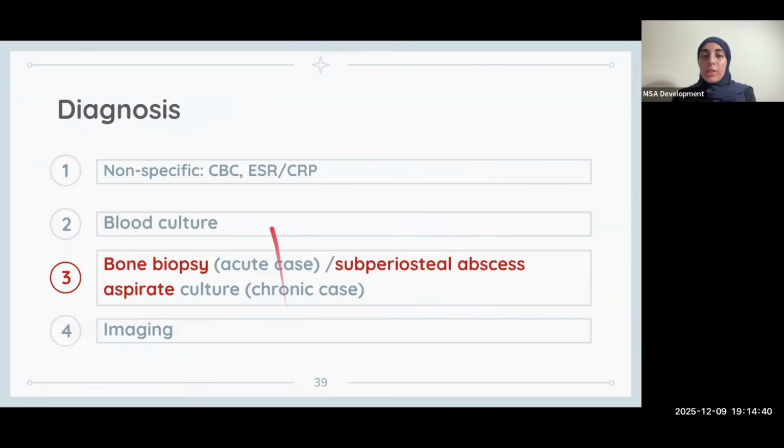And for diagnosis, again, we have some non-specific things like CBC, ESR, CRP, but they don't really tell you what exactly is there. They just tell you there's inflammation. You can also do some imaging, but importantly, you need to do a blood culture because, again, hematogenous spread can be the cause, and it's a very important cause. So blood culture, as well as this point number 3. And remember, before we do 2 or 3, you do those before you give antibiotics.